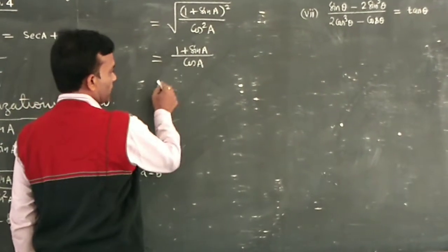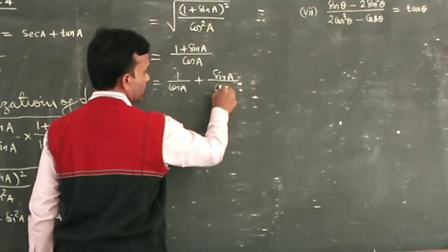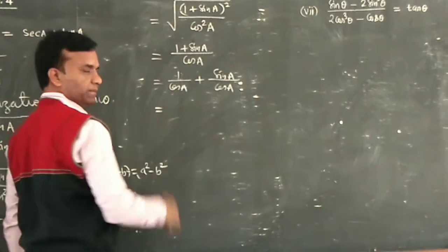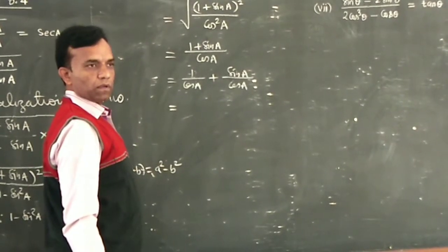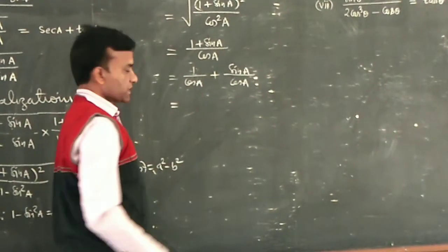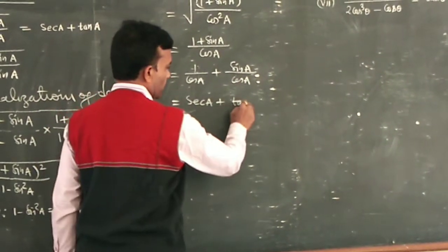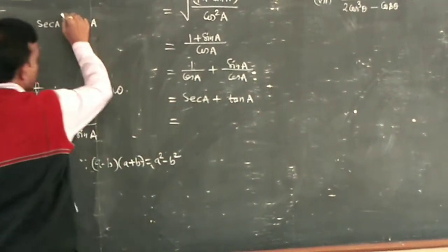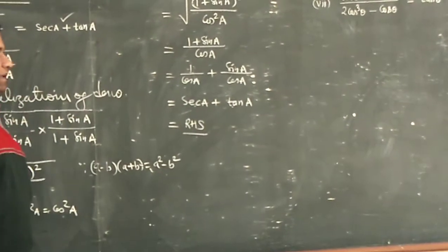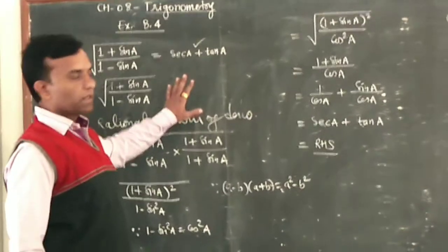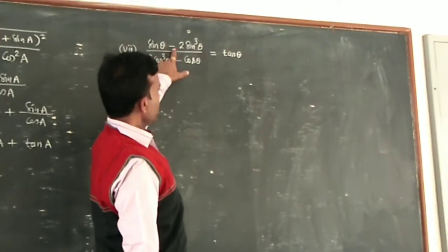Then separate the denominator: 1 by cos a and sin a by cos a. What do you mean by 1 by cos a? What is the formula for 1 by cos a? Sec. Reciprocal of cos is what? Sec a. And sin upon cos? Tan. Your right hand side is the same here, sec a plus tan a. So you got the result, right hand side, sec a plus tan a. Okay, got it?